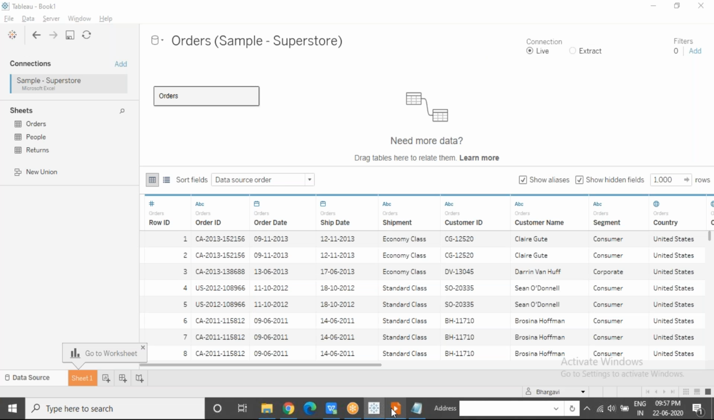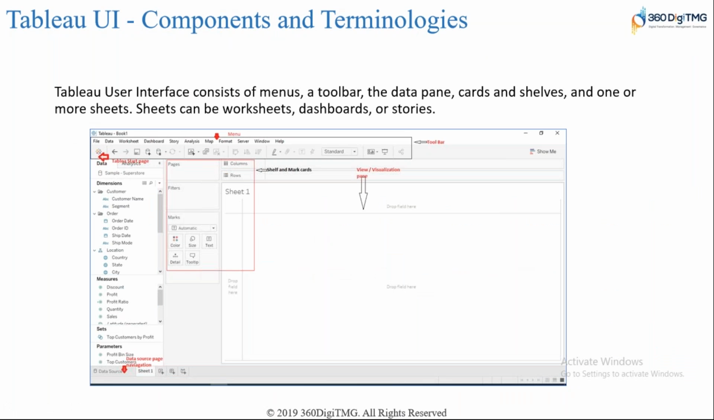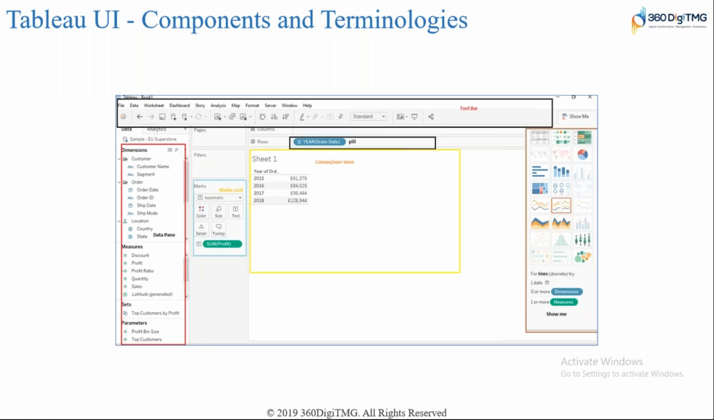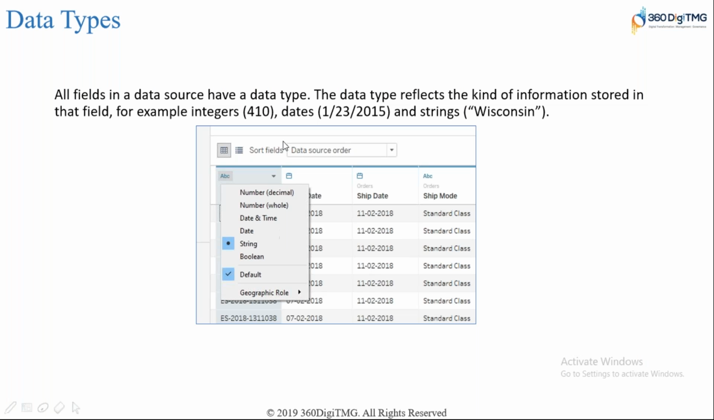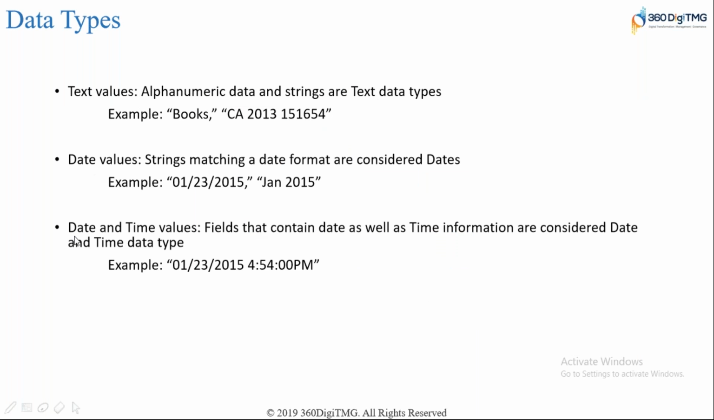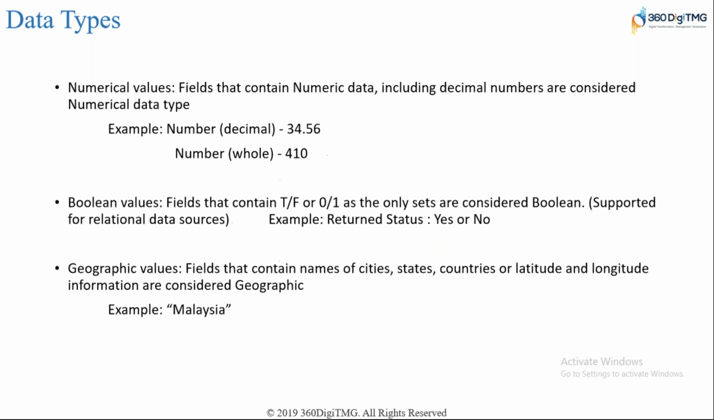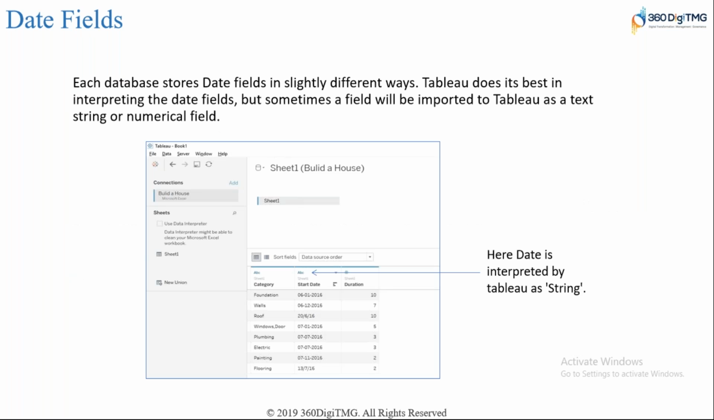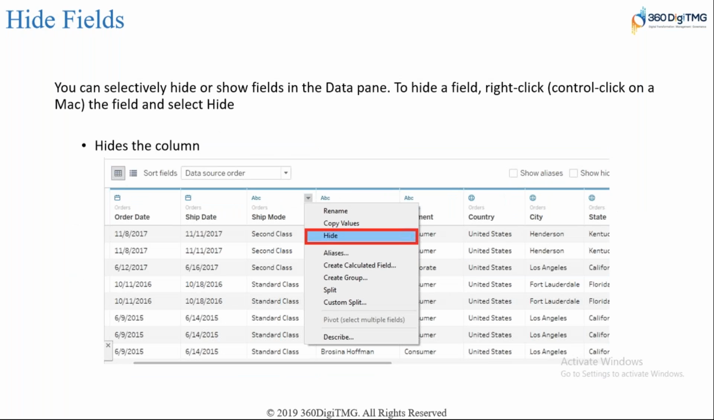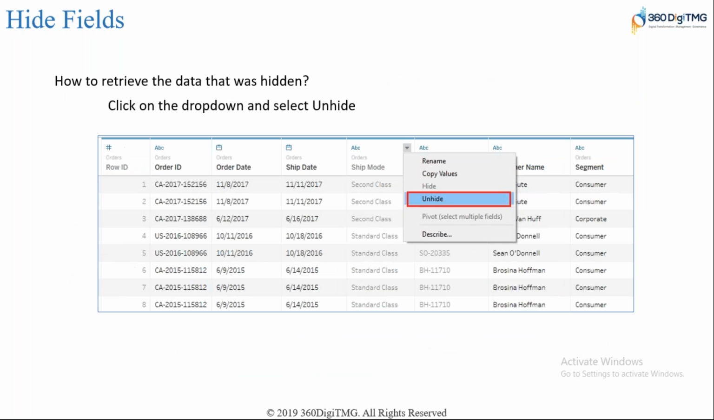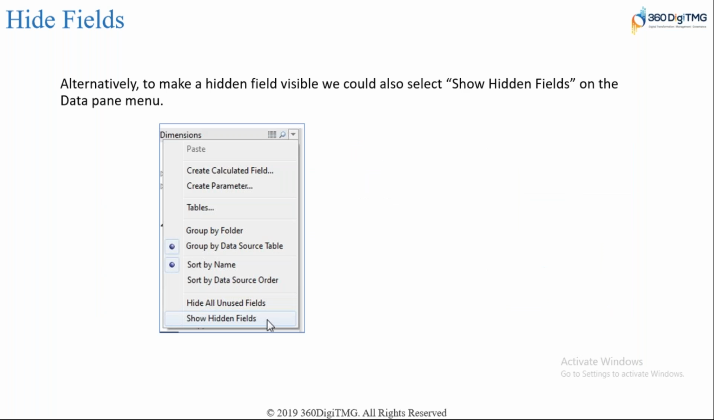All right. So let me show you what we have discussed so far. Oh, we have not even reached the worksheet yet. Data types we discussed. Different data types which Tableau supports we discussed. And how to change the data type we discussed. How to hide a field if it is not necessary we discussed. And then how do you unhide it later, you can unhide it.